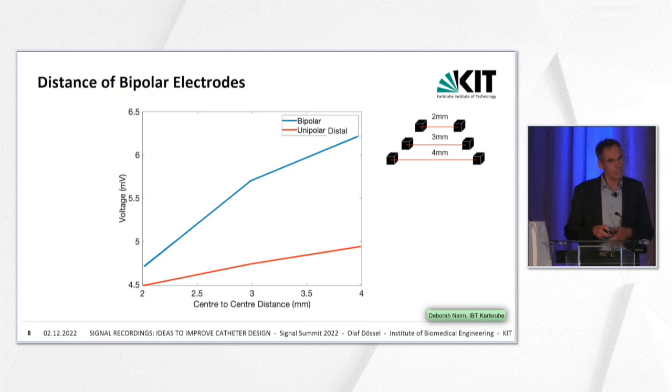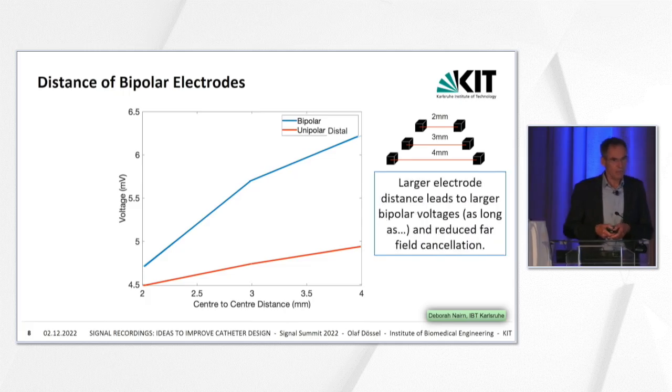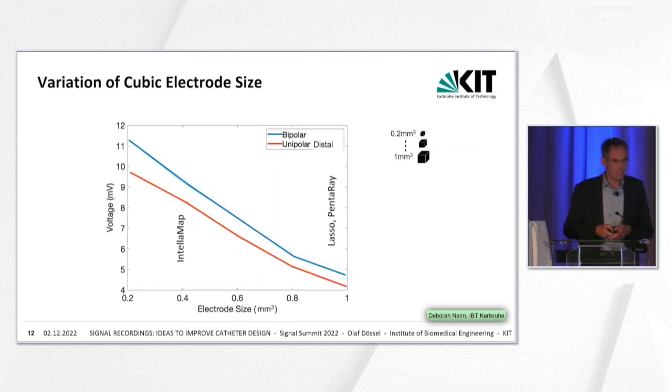Both are touching the endocardium, the bipolar and the unipolar distal signal, and you can see that the signal increases in the bipolar signal with the distance. But we have also seen that if you increase further to 5, 6, 7 millimeters, you will get two unipolar signals with inverted sign. So larger electrode distance leads to larger bipolar voltages, as long as you are not too far away, and reduced field cancellation. Pascal, I think, also pointed that out.